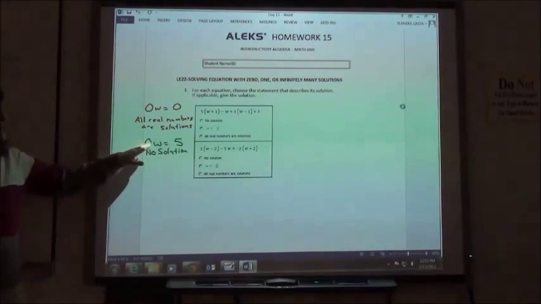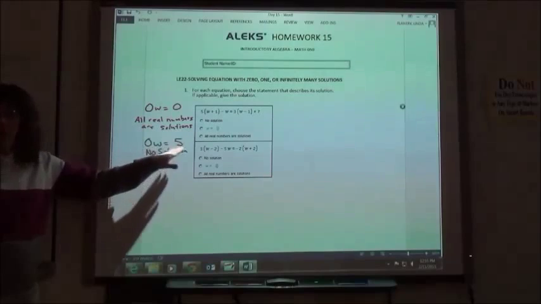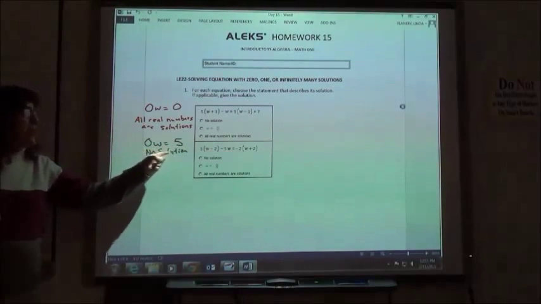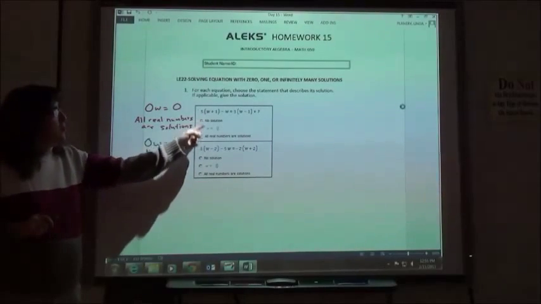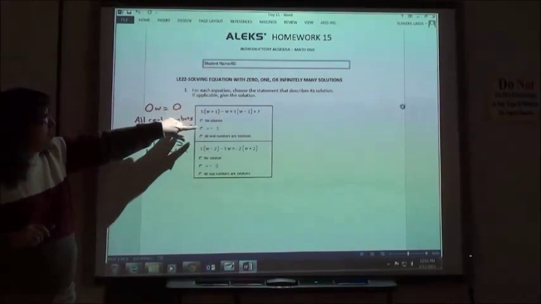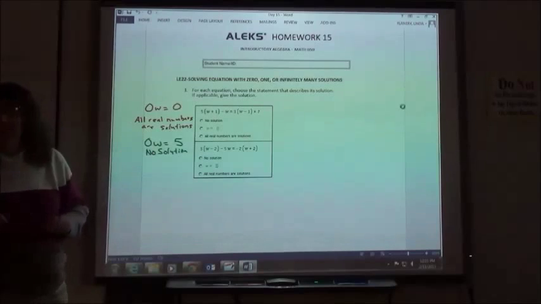So if I have 0w equals some number other than 0, my answer is going to be no solution. So that's why they have the three choices. It's either going to be no solution, we're going to get an answer, or it's going to be all real numbers are solutions.